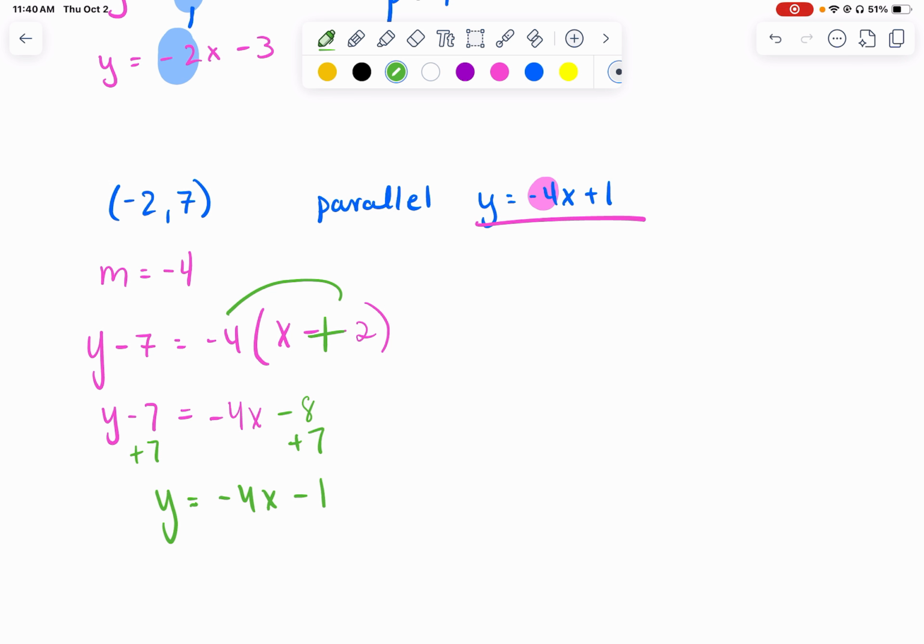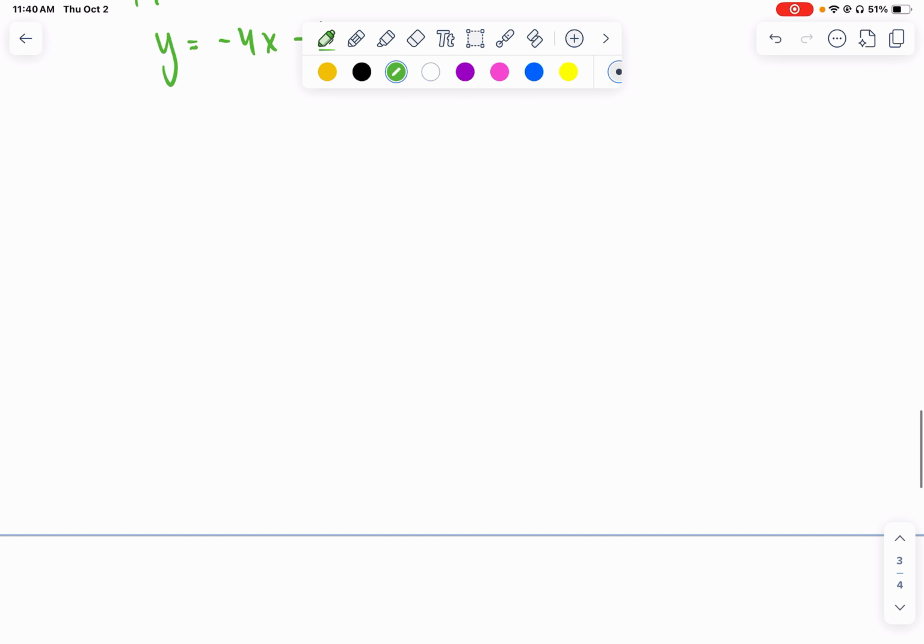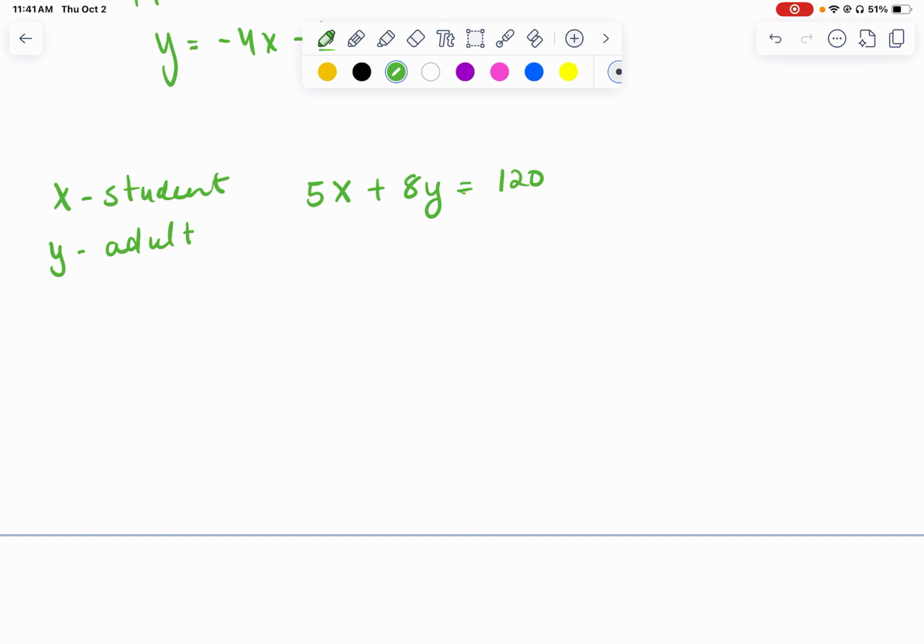Okay, here we go. We've had a word problem as well. So we're going to talk about the word problem for standard form. It says a school is selling tickets for a concert. Student tickets are $5, adult tickets are $8. So we're going to let x be our student tickets and y be our adult tickets. So they sold their $5 student tickets plus the $8 adult tickets, and it all has to add up to $120. And then it says if 10 student tickets were sold, how many adult tickets were sold?